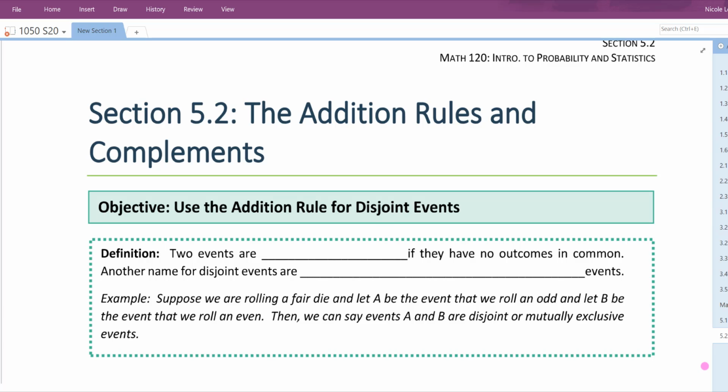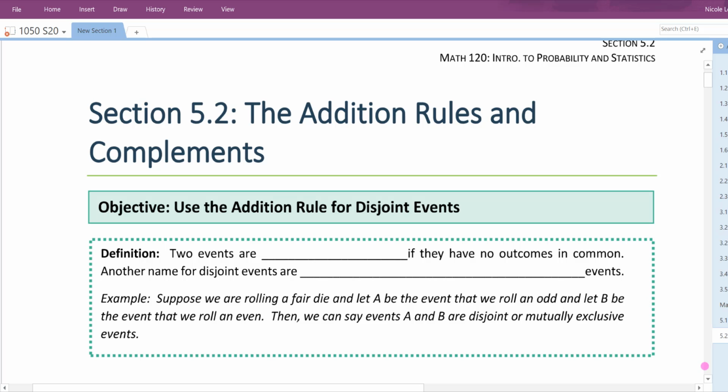And then the other rule that we're going to introduce in this section will be this idea of the complement. So, we just touch upon it and introduce the complement in this section, but we're going to use it a lot more heavily in the next section, actually. But let's start off with discussing our addition rules here.